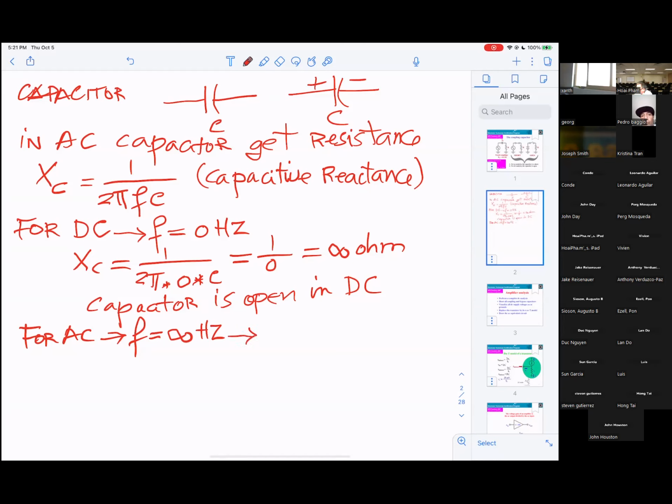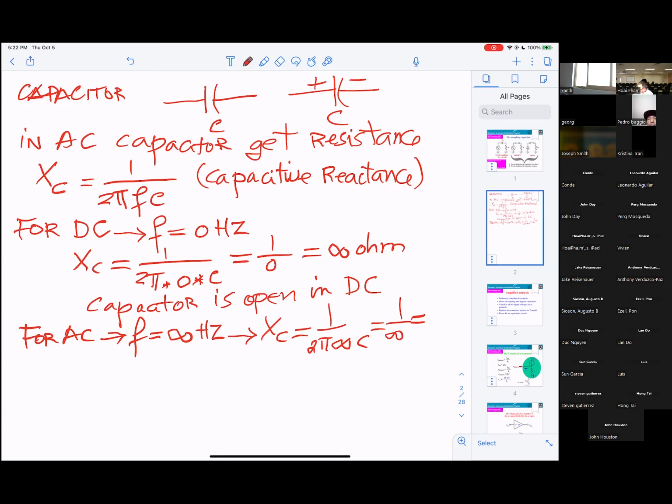That will be telling you XC equals 1 over 2 pi FC, with F infinity, or 1 over infinity. Equal what? Zero. 1 over infinity. If you learned the math, then you know.